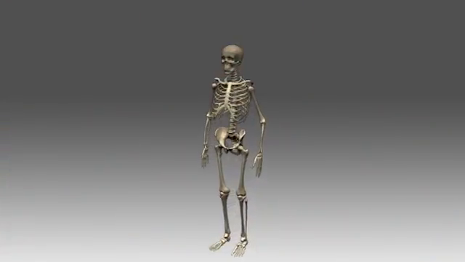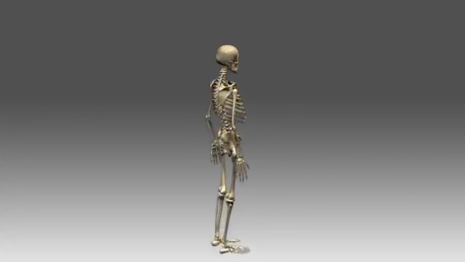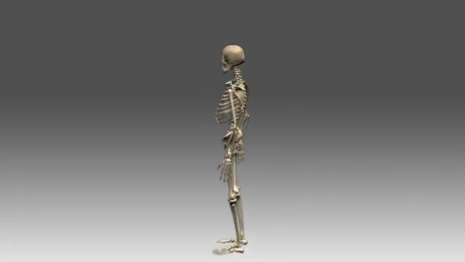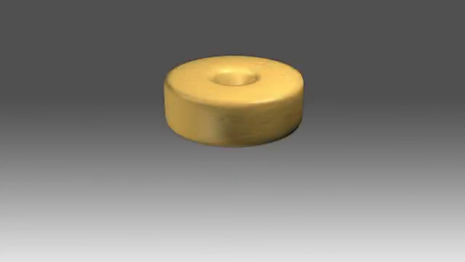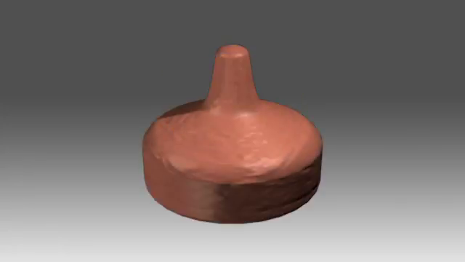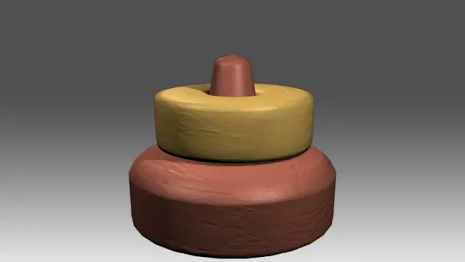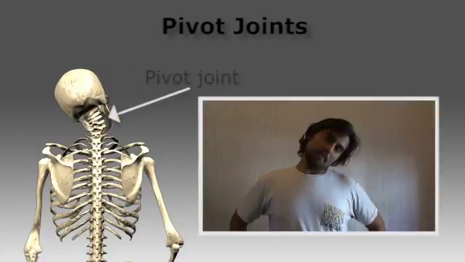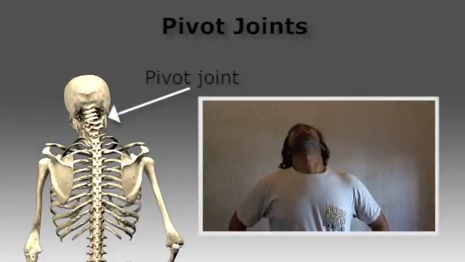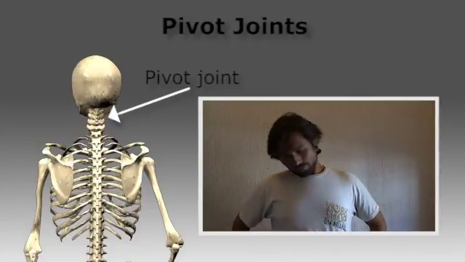Since joints are of different types, they result in different types of movement. Let's look at the types of joints now. In some joints, one of the bones resembles a ring and the other bone is a long, round one that fits into that ring. The bones are able to rotate around each other in this type of joints. Such joints are called pivot joints. A pivot joint is found between the first two vertebrae of our backbone, where the neck joins the head.